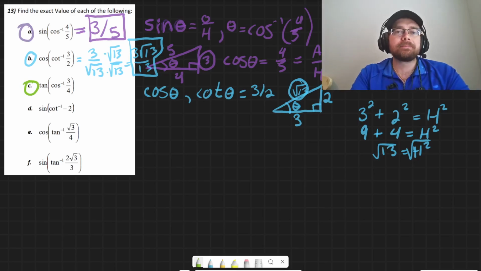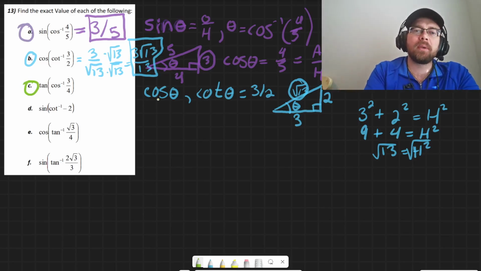Okay, next one. And again, we're going to go a little bit faster as we go here. Went a little bit faster for B. We're going to go a little bit faster for C. So I can go ahead and cut to the chase here. I'm going to go ahead and just say, okay, so I know that I'm going to need a right triangle.